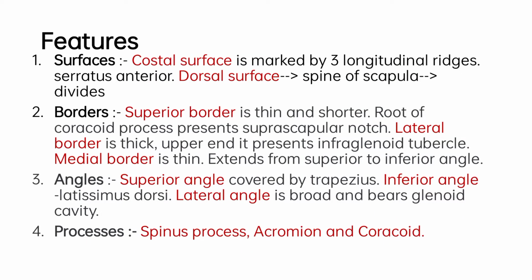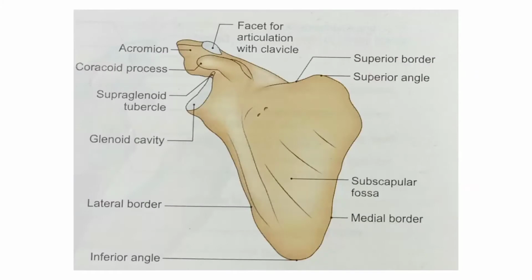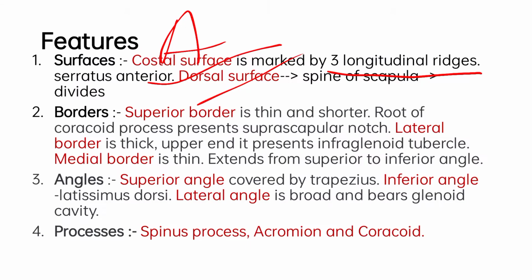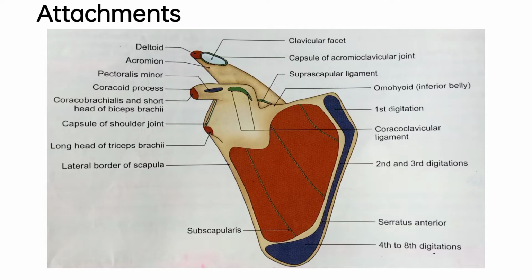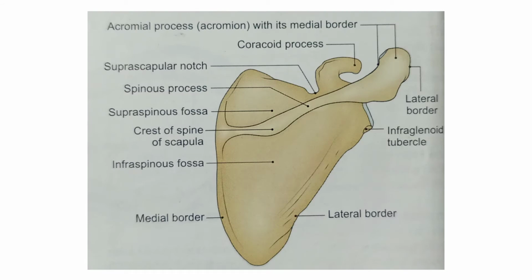Moving further to the features. In features we have costal surface and dorsal surface. So, costal surface which means anterior surface is marked by three longitudinal ridges and gives insertion to serratus anterior. Dorsal surface which means the posterior surface has spine of scapula. Here this is the dorsal surface. So, the dorsal surface is divided by spine of scapula.